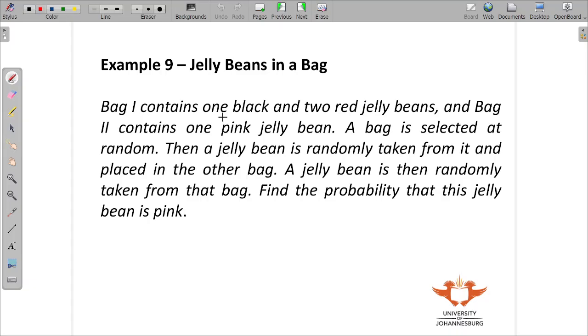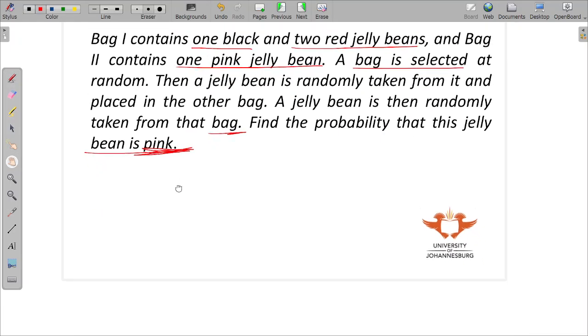All right, so let's take this example. Bag 1 contains 1 black and 2 red jelly beans, and bag 2 contains 1 pink jelly bean. A bag is selected at random. Then a jelly bean is randomly selected from it and placed in the other bag. A jelly bean is then randomly taken from that bag. Find the probability that this jelly bean is pink. So we are just looking for pink.